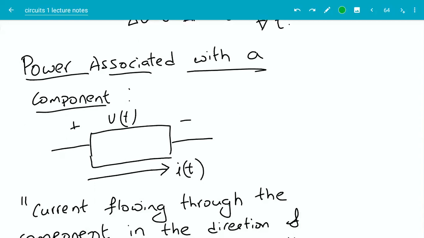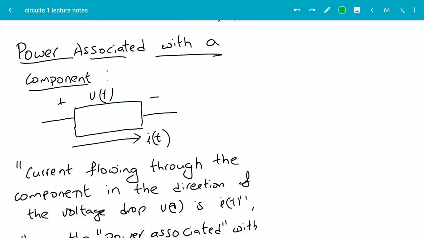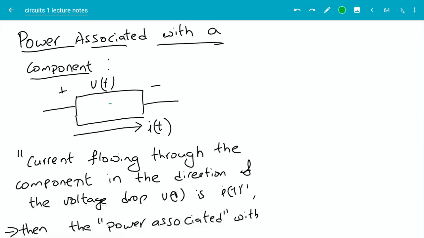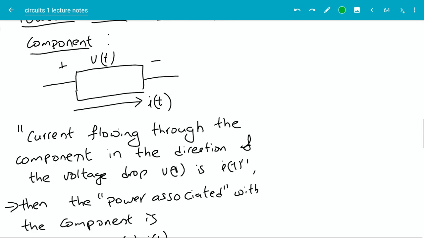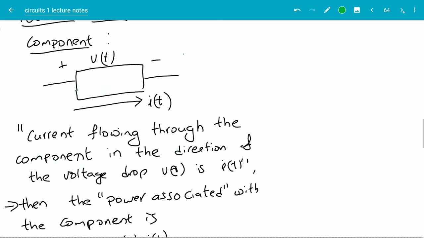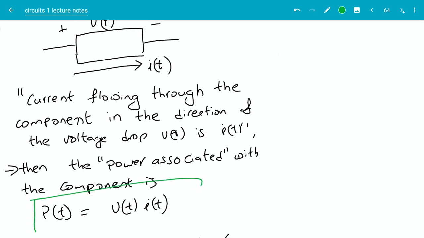Okay, so let's go through a small reminder of power associated with a component. This is about how you calculate power in a circuit, net power in a circuit. Let's say there's a component, it could be anything inside here, and the voltage drop from left to right is V of t. That means the voltage at this point minus the voltage at that point is V of t. And the current flows through the component in the direction of the voltage drop. Then the power associated will be V of t times I of t.